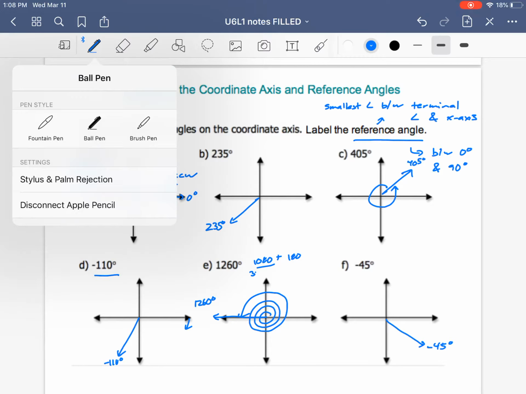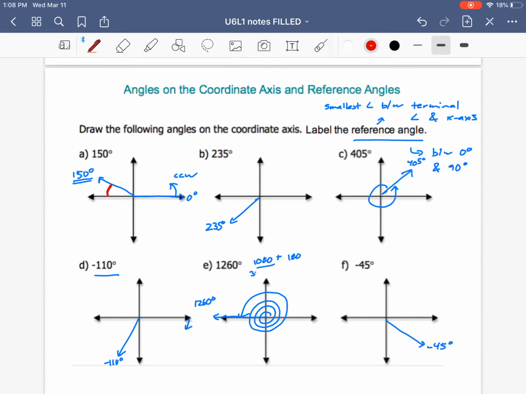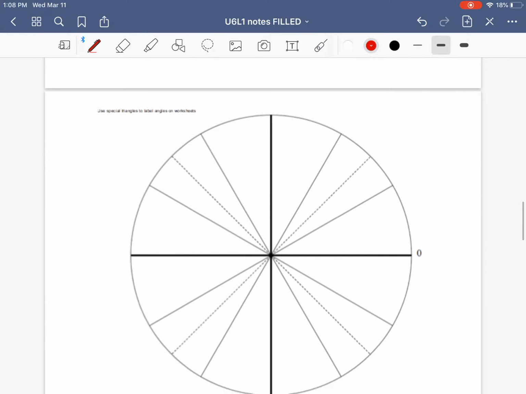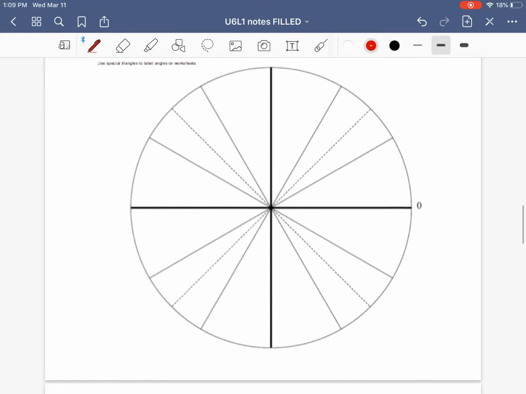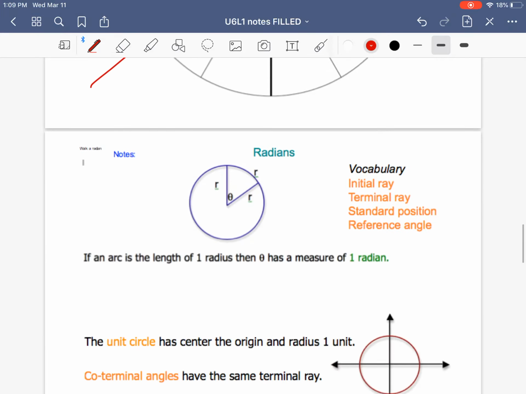All right, let's label the reference angles. So keep doing that. The color is here. So reference angle for 235 is here. Reference angle for 405 is here. Reference angle for negative 110 is here. The reference angle for 1260 is actually just 0. It's right there. And the reference angle for this negative 45 is there. Yeah, that's it for that page. This one I'm going to skip because we're doing unit circle in lesson 2, so that's an easy page.